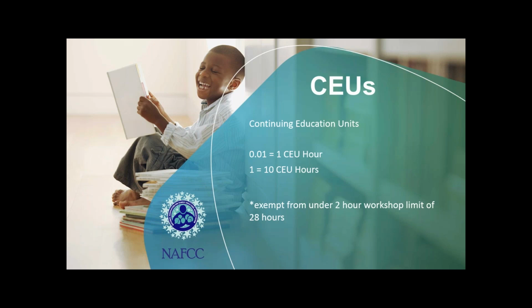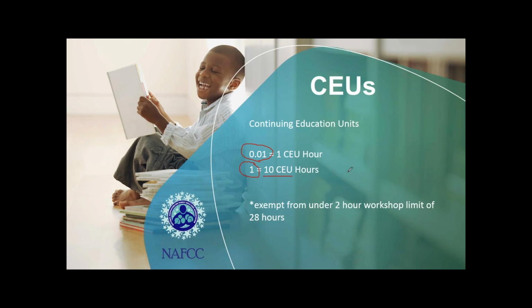So I just put a little math here because sometimes it gets a little confusing. In the college world, in the continuing education unit world, they always will write it as a decimal as opposed to a whole number. So if you see on your form it says 0.1 unit, it will actually translate to 1 CEU hour. If you see a 1 CEU, 1 continuing education unit, that will add up to 10 hours.